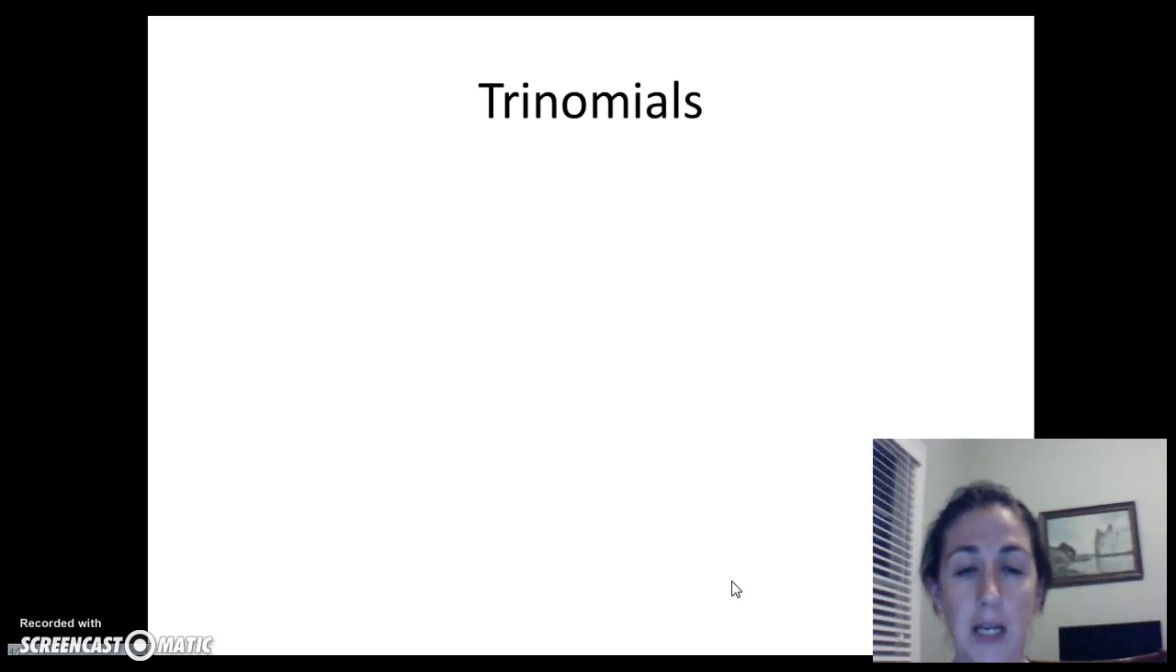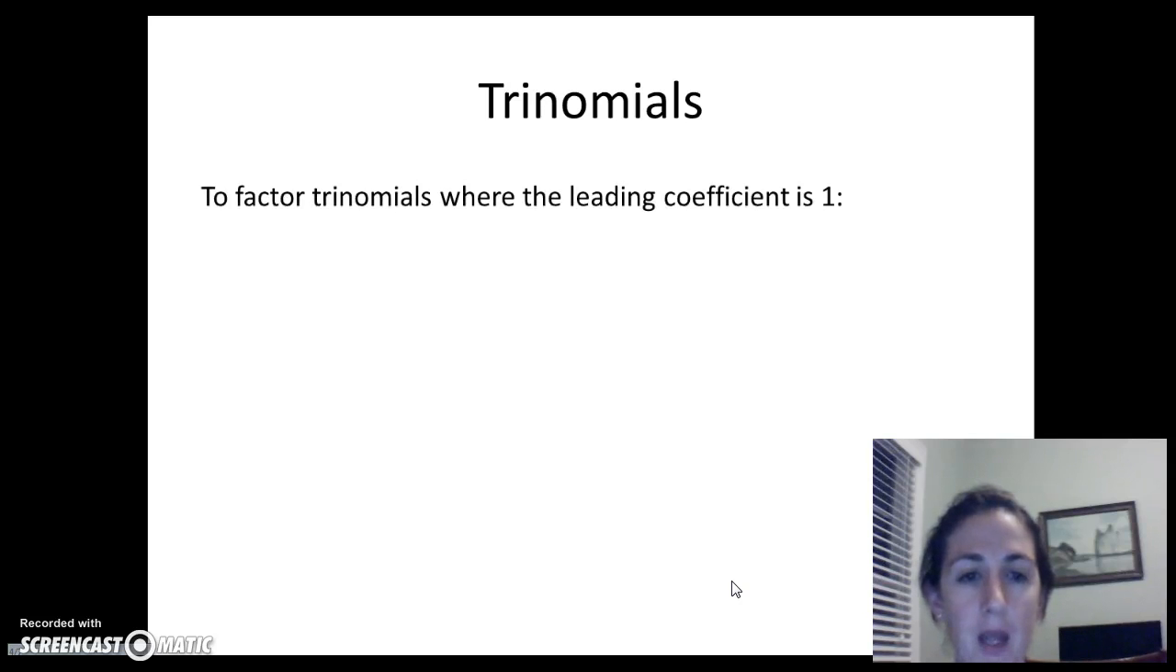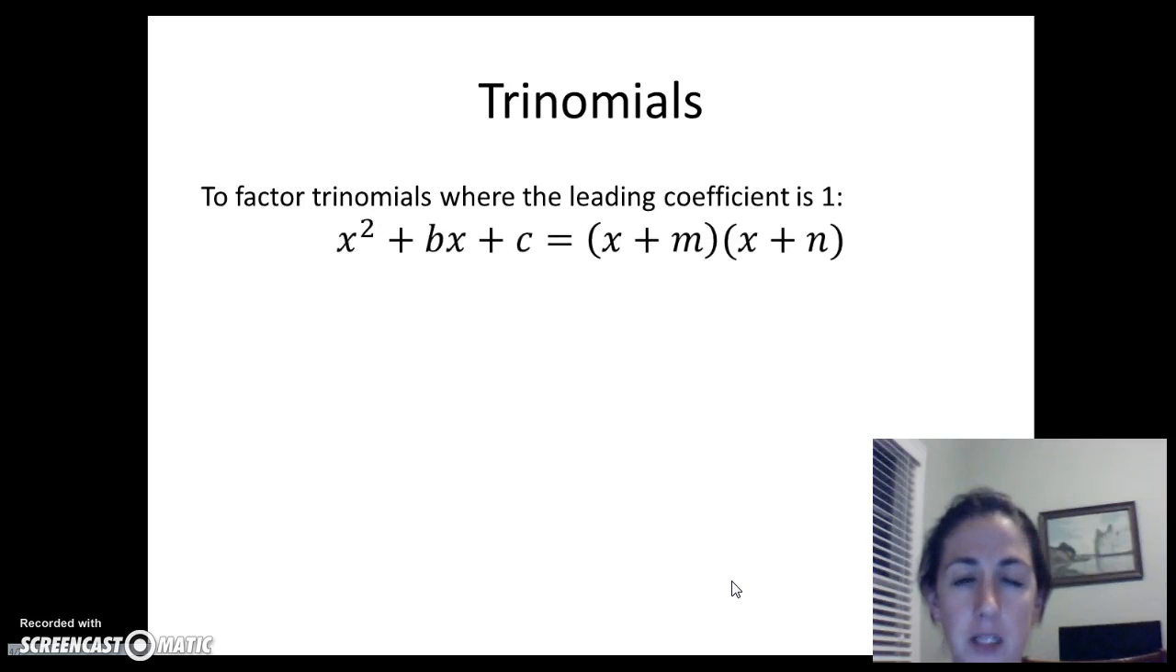Now we're going to talk about trinomials. There are two different types of trinomials, the one where the leading coefficient is a 1 and the one where the leading coefficient is not a 1. So we'll take it one step at a time. We'll talk about the trinomials where the leading coefficient is a 1. That's your x squared plus bx plus c. This is going to factor into two binomials, x plus a number times x plus a number, where m times n is going to give you this c, and m plus n is going to give you this b.